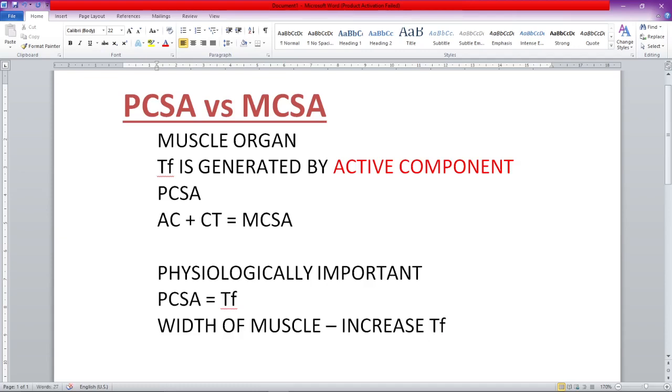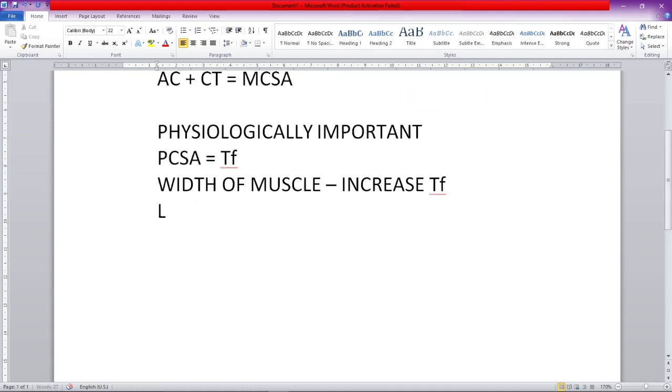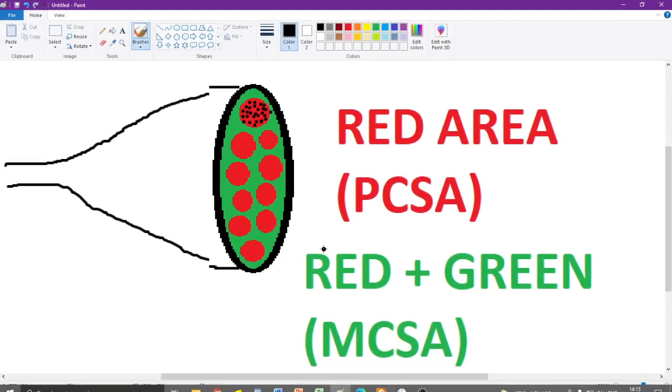So, if I take the next criteria, suppose I increase the length of the muscle. I'm not increasing the width of the muscle. We are not making the muscle wider, but we are making the muscle longer. So what will happen? Will it increase the physiological cross-sectional area? I'm just making a diagram. Just see.